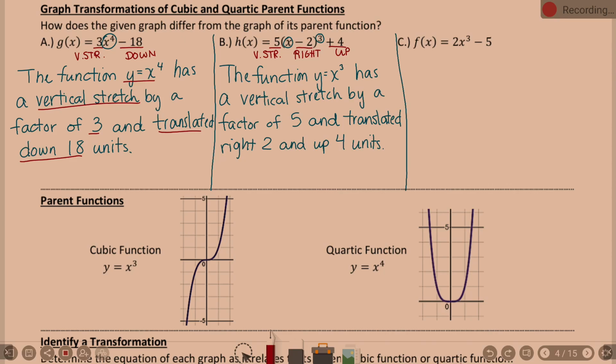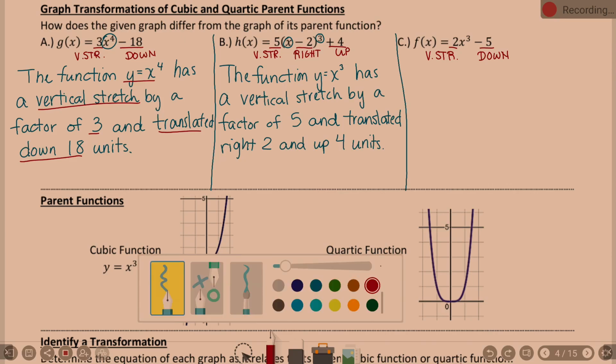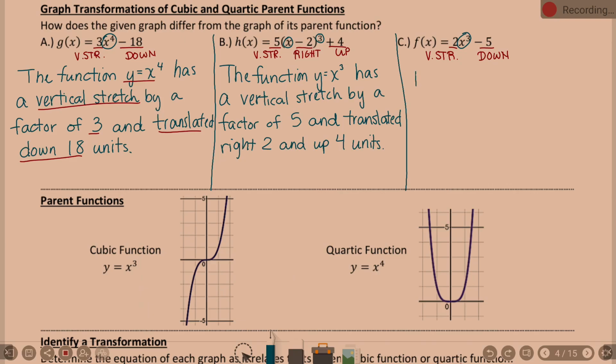What about C? C should be easy at this point once we've reviewed A and B. What's the 2 doing and what's the minus 5 doing? Down 5. Okay. Minus 5 at the end is down 5. It's not in the parentheses or anything. What's the 2? Another vertical stretch. What is this being done on? Yeah, x to the third.